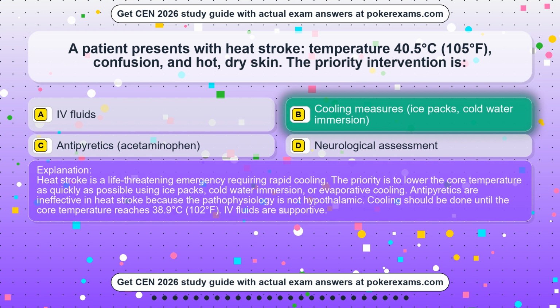Heat stroke is a life-threatening emergency requiring rapid cooling. The priority is to lower the core temperature as quickly as possible using ice packs, cold water immersion, or evaporative cooling. Antipyretics are ineffective in heat stroke because the pathophysiology is not hypothalamic. Cooling should be done until the core temperature reaches 38.9 degrees Celsius, 102 degrees Fahrenheit. IV fluids are supportive.